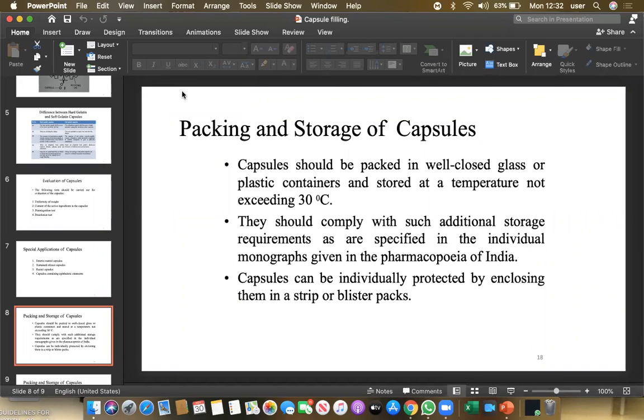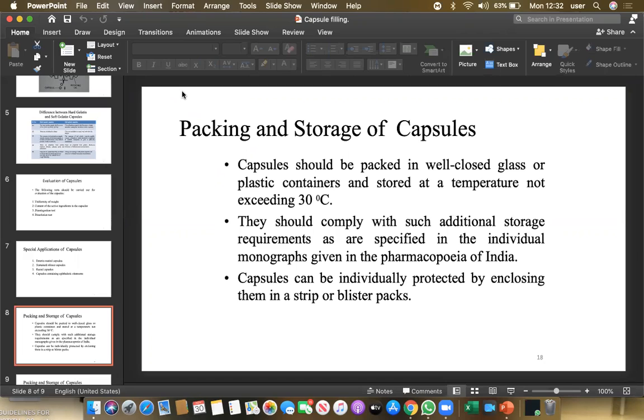Capsules should be packed in well-closed glass or plastic containers and stored at a temperature not exceeding 30 degrees Celsius. They should comply with such additional storage requirements as are specified in the individual monograph given in the pharmacopoeia, USP, whatever it is.